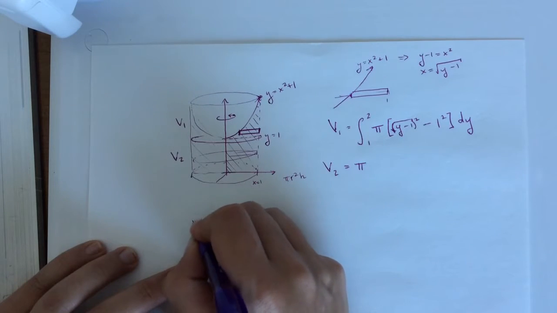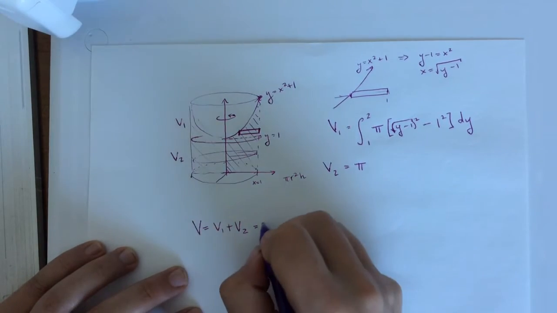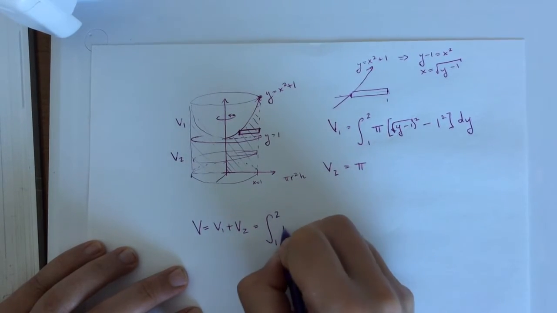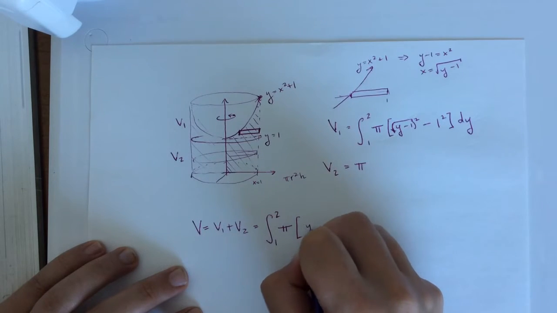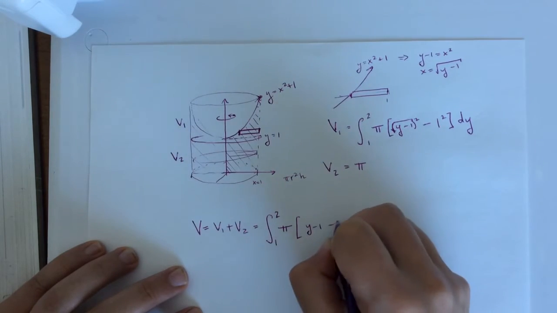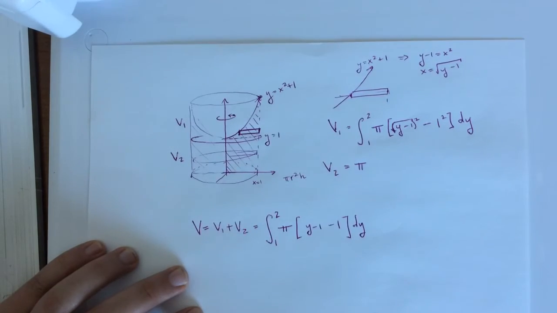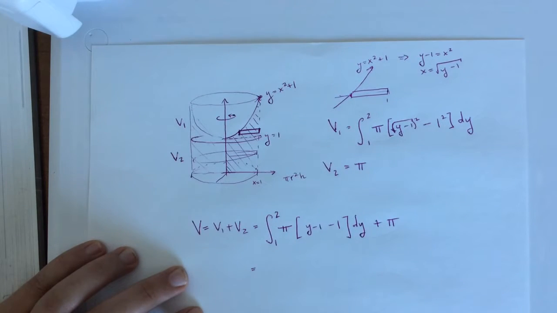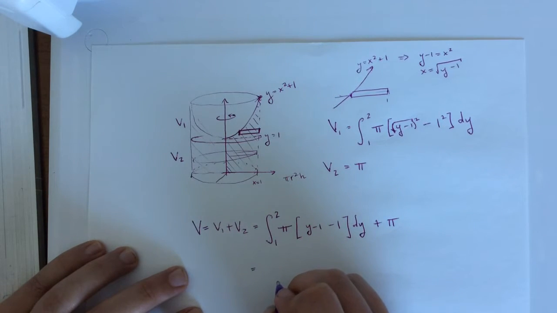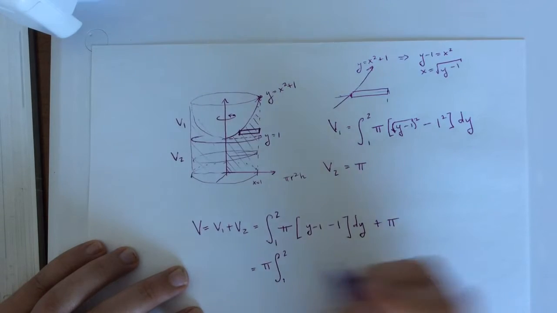So my volume altogether is V1 plus V2, which is the integral from 1 to 2 of pi times the square root of y minus 1, squared, is y minus 1, minus 1, another 1, with respect to y, plus pi. So I get the integral times pi from 1 to 2.